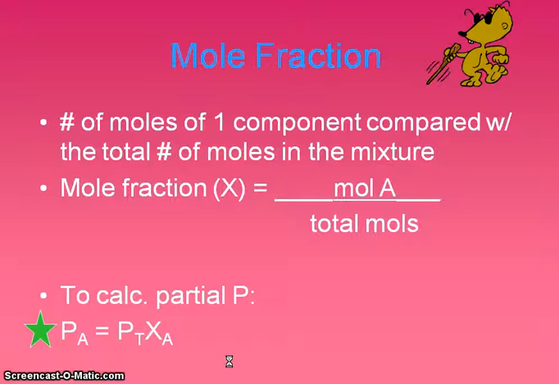Now mole fractions are the number of moles of one component compared with the number of moles in a gas mixture. So this came around after Dalton's time. He didn't know about moles yet at that point in history. And mole fraction is represented by a capital X, and then the moles of the individual component divided by the moles of the total mixture. So to calculate partial pressure, we can use these mole fractions, which will stay the same no matter what altitude you're at. So for this one, the partial pressure of A, whatever gas that might be, is going to be equal to the total pressure of the gas mixture times the mole fraction of A.